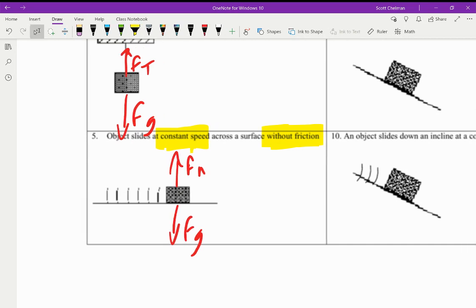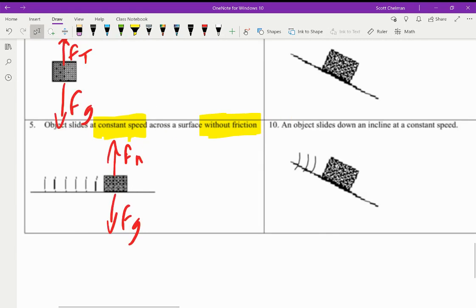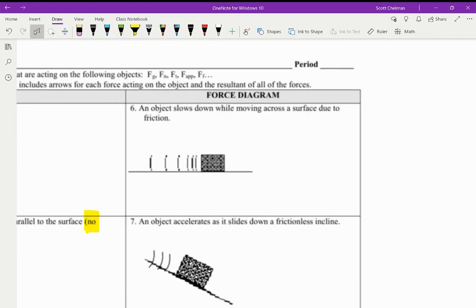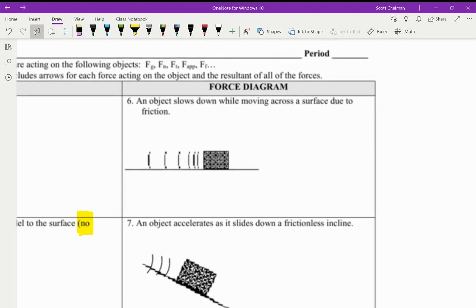Now, because there's no friction, there's nothing that would oppose the movement. Okay, so an object slows down while moving across the surface due to friction. What are we going to put in here for sure? Since we're on planet Earth, gravity. And opposing that will be the normal force. We know that it's opposing it because it's not moving up or down.